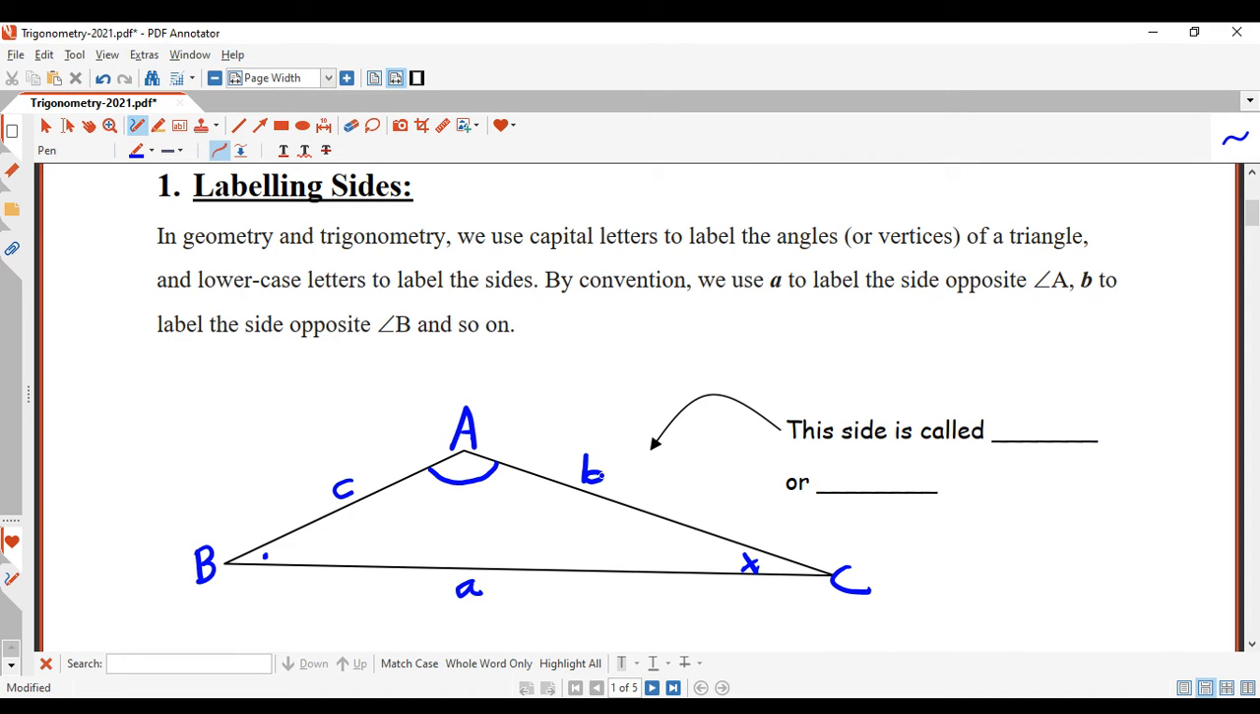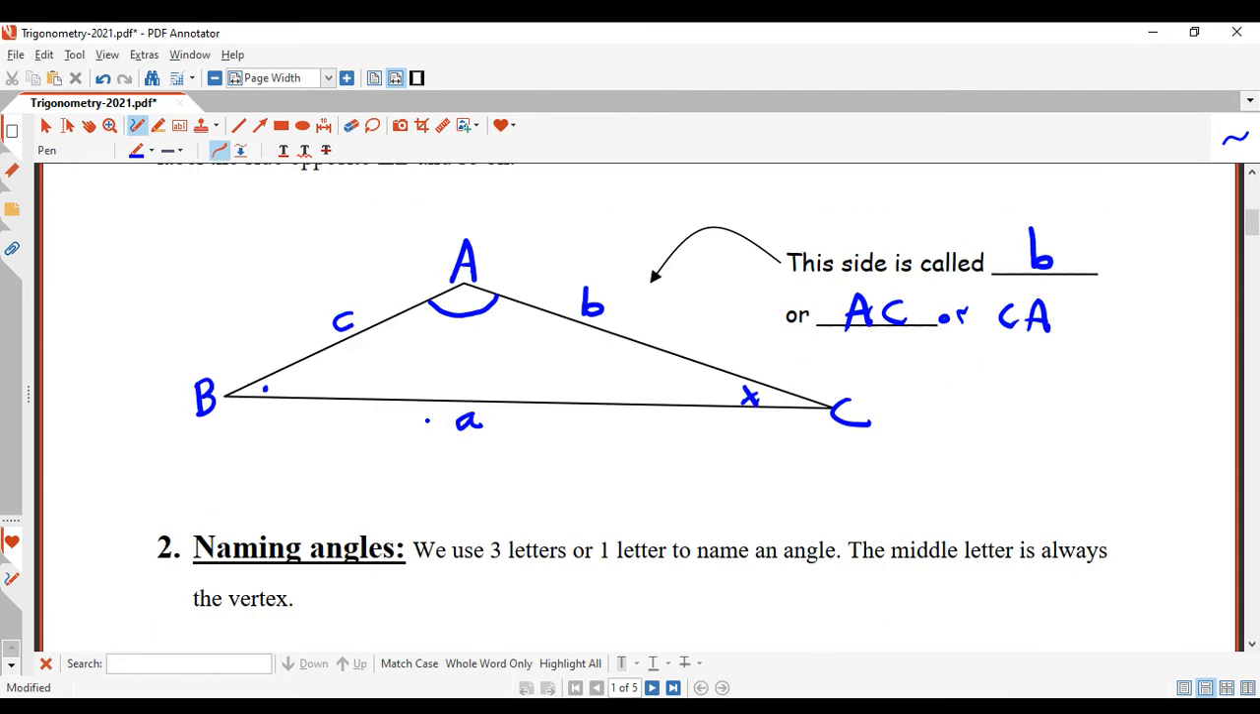So this side here, which the arrow is pointing to, that's called side b. But we could also use capital letters. We could label it as side AC as well. So AC or CA. If you're going to use capital letters to label a side, you need to use two capital letters, but we can label it with one letter as long as it's lowercase for that side. Okay, now copy that down.